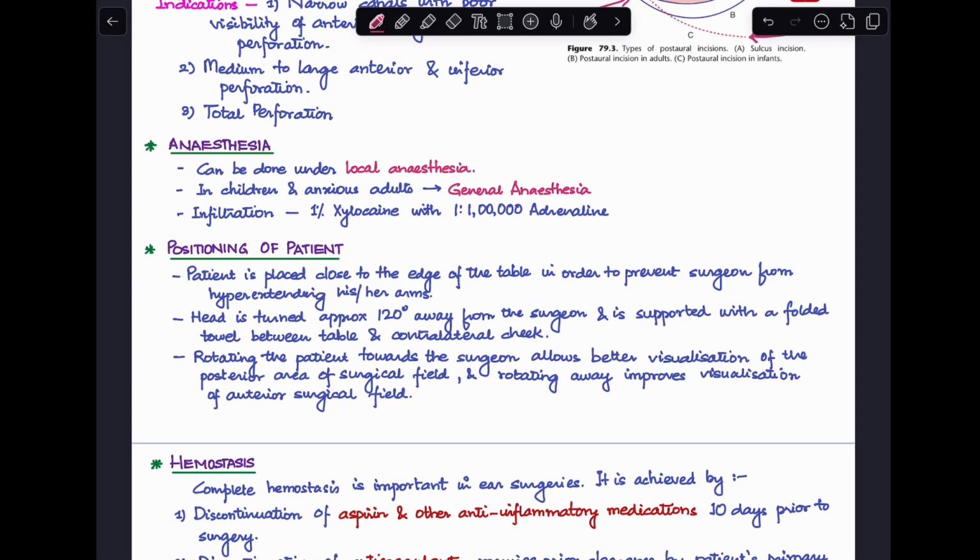Now, usually these cases are done under local anesthesia, but in children and anxious adults, you can give them general anesthesia. And the local anesthesia infiltration involves 1% xylocaine with 1 in 1 lakh adrenaline.